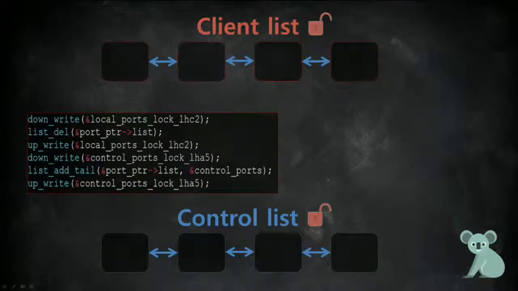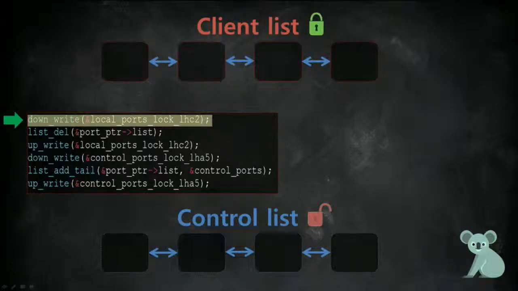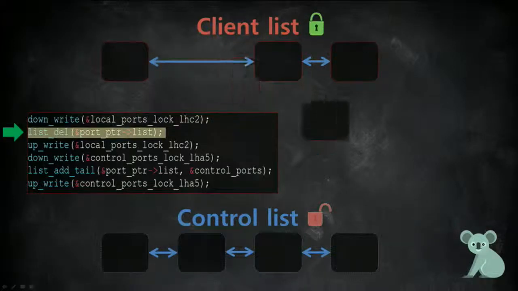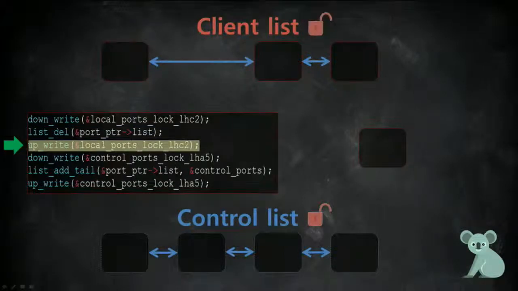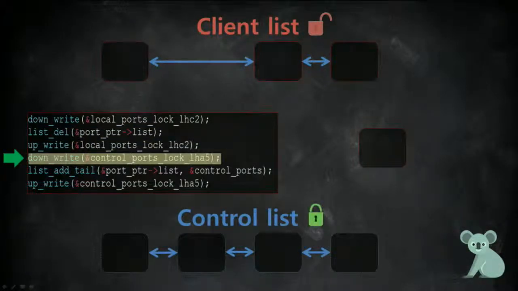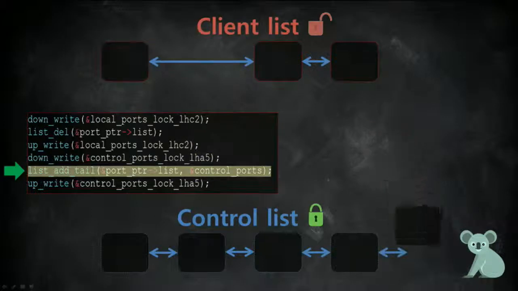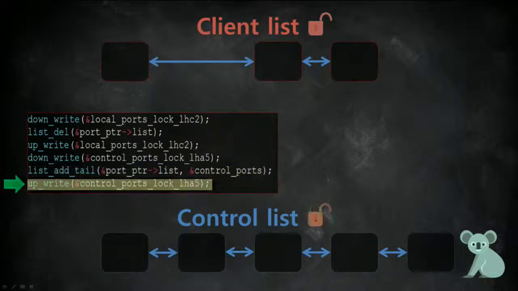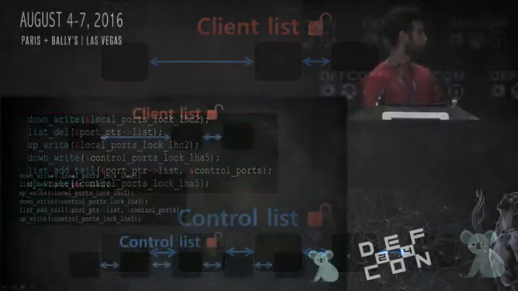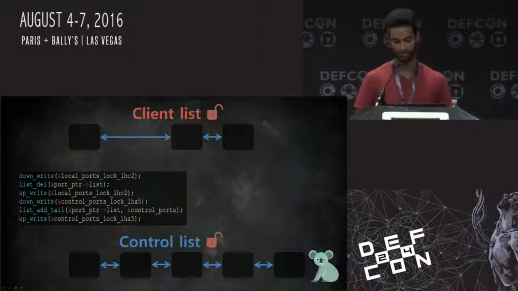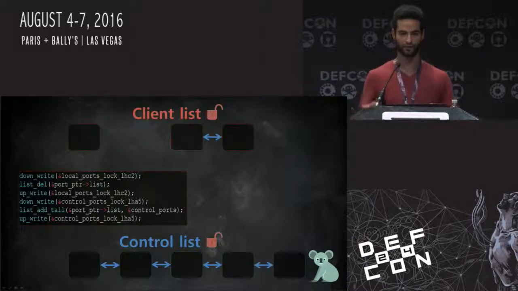So let's examine it. Locking the client list. Taking the object out from this list. Unlocking the client list. Locking the control list. Adding our object there. And then unlocking the control list. Pretty straightforward, and in this flow, nothing was problematic. But what happens if we try to convert an object that we have already converted before?